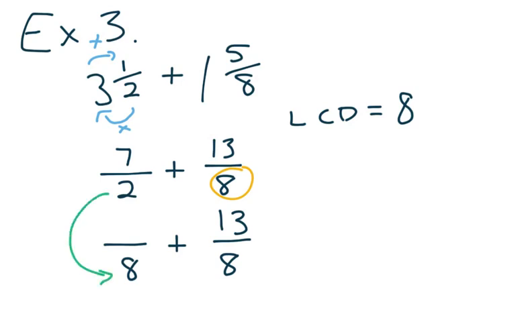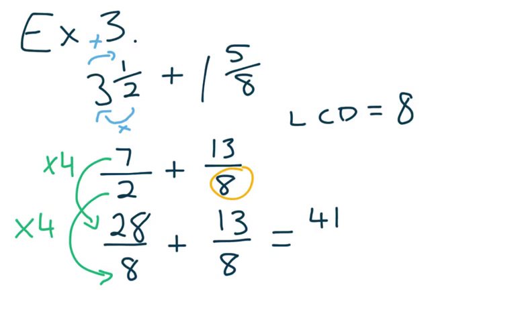What did we multiply the 2 by to get to 8? We multiplied by 4, so we have to times the top by 4 as well. And 7 times 4 is 28. Now we've got 28 eighths plus 13 eighths, so altogether we have 41 eighths. And we need to make sure we change that to a mixed numeral, so we say how many times does 8 go into 40? That's 5, so we have 5 wholes with 1 left over. So we've got 5 and 1/8 as our answer.